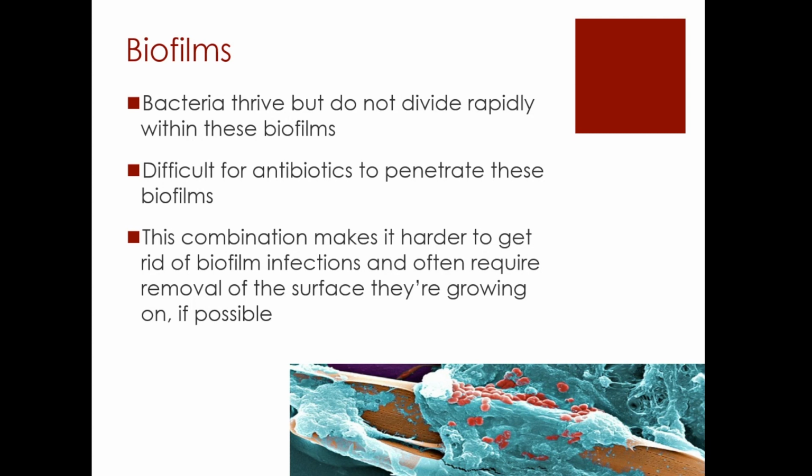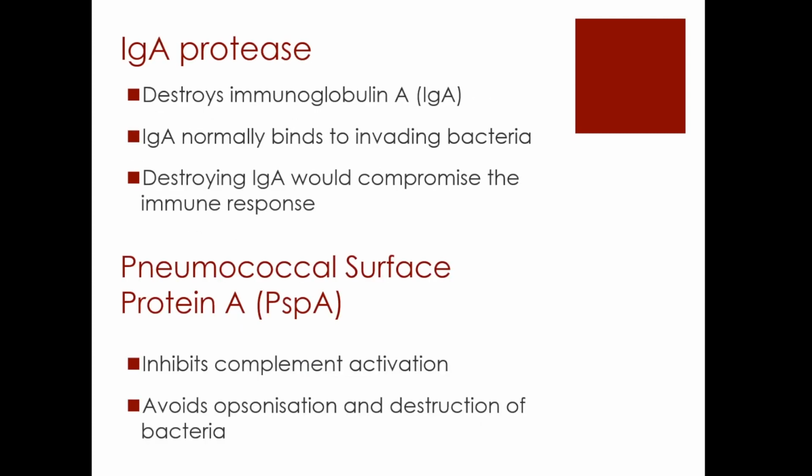So I spoke to you about 3 toxins, and I'll speak to you about why these toxins are important. So you've got IgA protease. This is an enzyme that destroys immunoglobulin A, IgA. IgA normally binds to invading bacteria and allows neutrophils to destroy them. So destroying IgA would compromise the immune response.